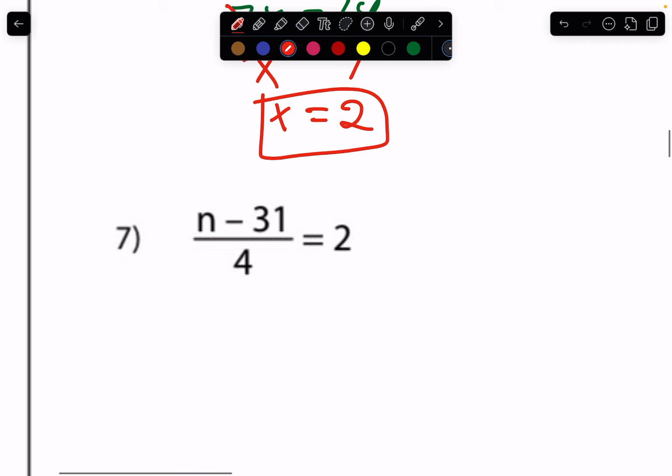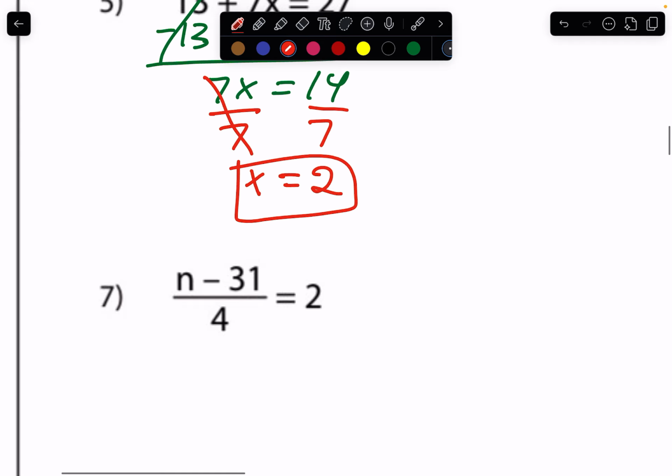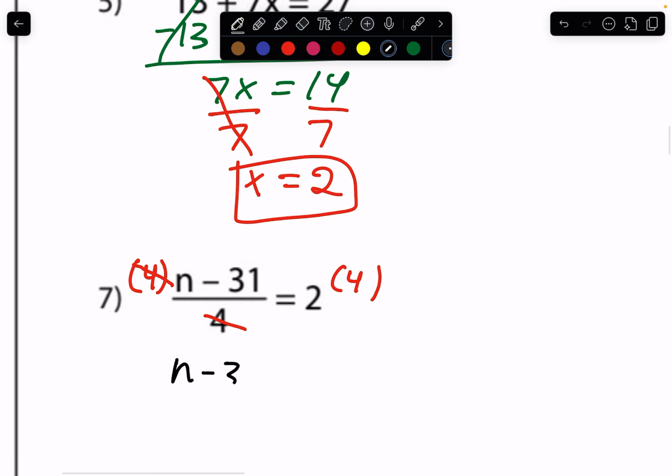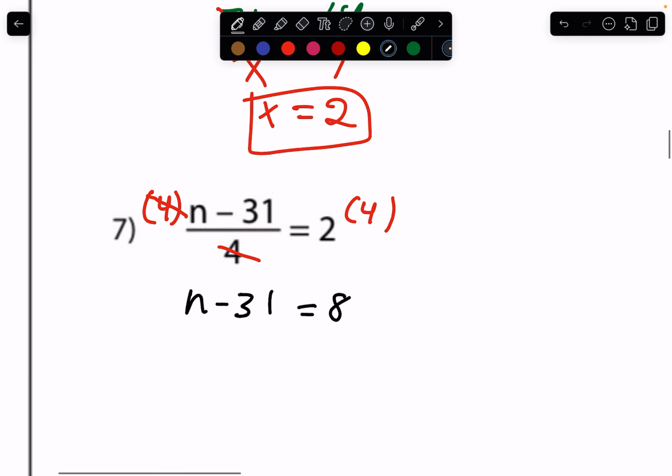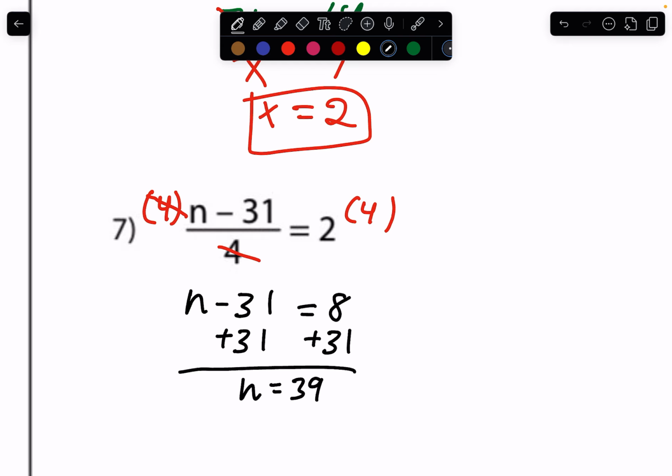Okay, number 7. Again, I told you that when you have that division, the only way to get rid of it is to multiply by it on both sides, where this cancels out, leaving me with 9 minus 31 equals 8. All it's saying is that some number minus 31 is going to give me 8. The inverse of subtracting 31 is adding 31. So I get n equals 39.